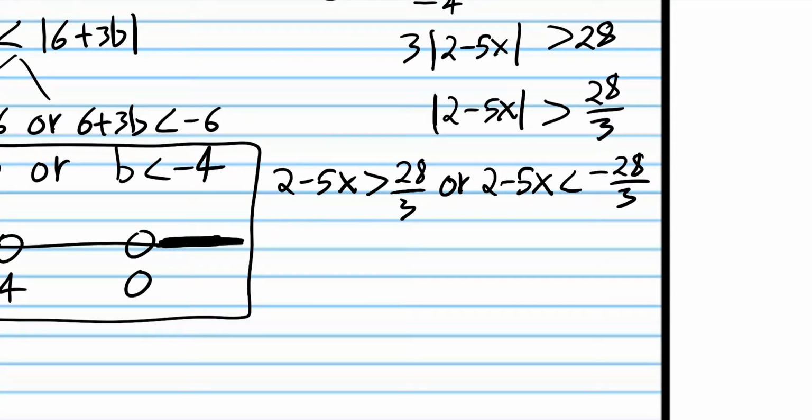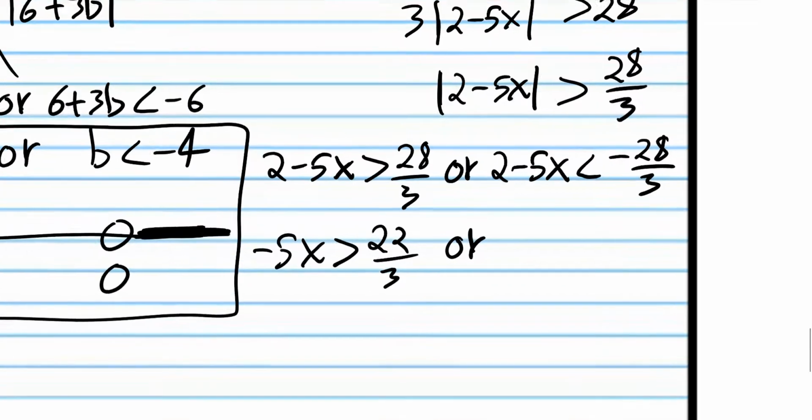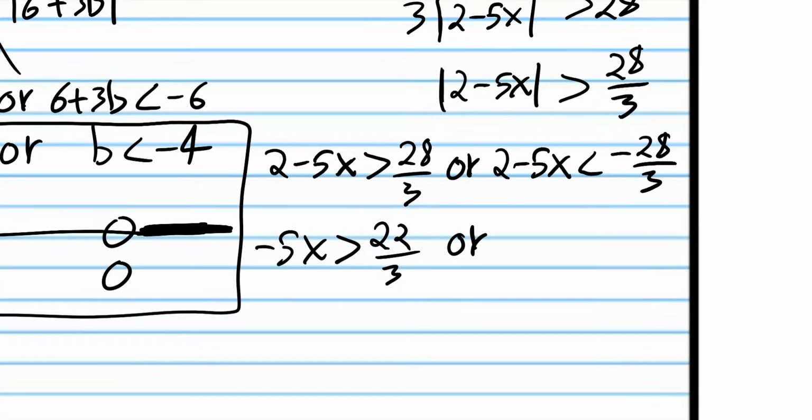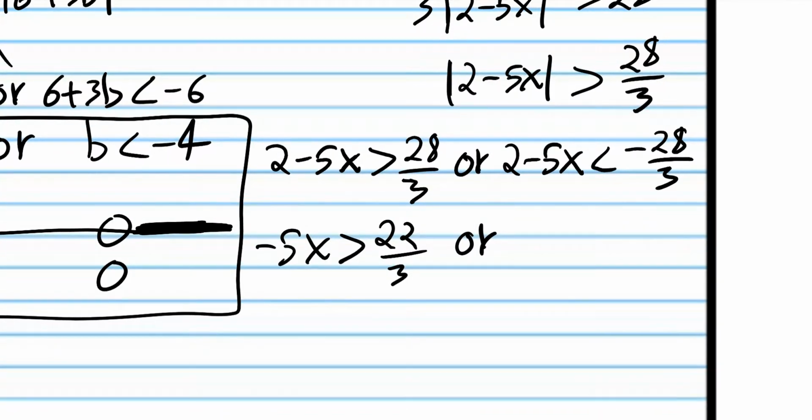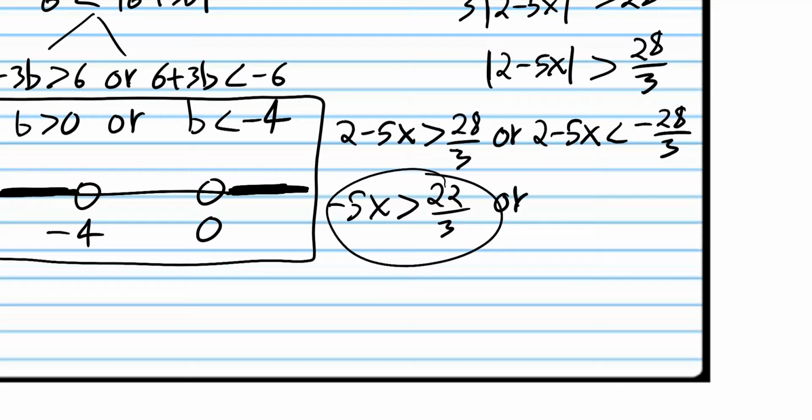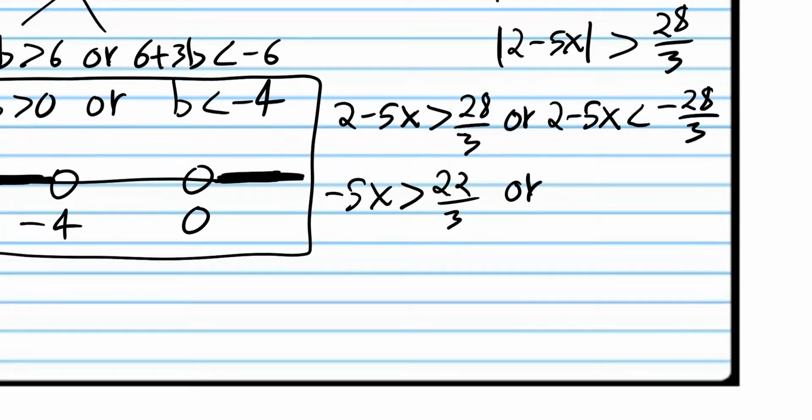Subtract 2 from both sides, and we get, looks like 22 over 3. Now divide both sides by negative 5. And again, this is just basic arithmetic. We don't have time to go over all the steps for that, but we're going to have to flip the inequality because we're dividing by a negative. And we would end up with x less than negative 22 over 15. And that's pretty much all we can do for that one.